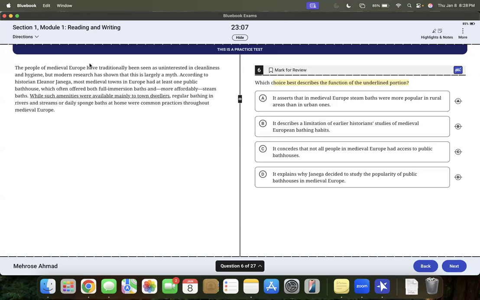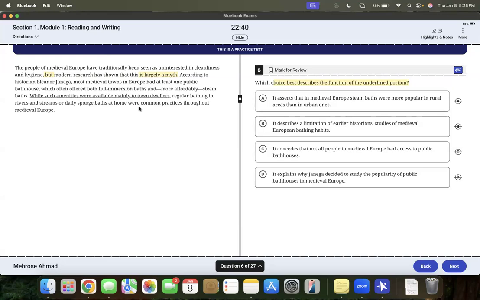People of medieval Europe have traditionally been seen as uninterested in cleanliness and hygiene, but modern research shows this is largely a myth. Why am I highlighting these parts of the sentence? I'm highlighting the contrast, right? The first sentence says it seems like they're not interested. Is that what the passage is about? No, the passage is proving the exact opposite, that this is a myth. So I'm highlighting the word but and "this is largely a myth" to make sure that contrast is clear and visible to me.